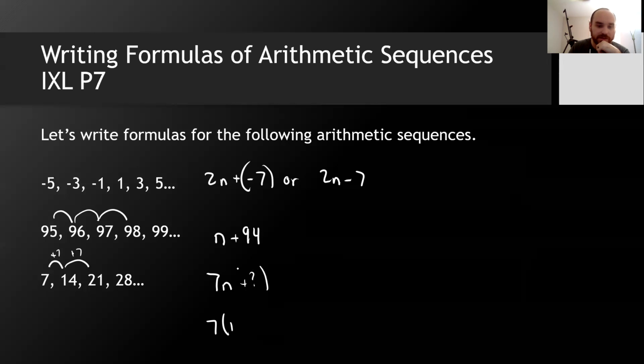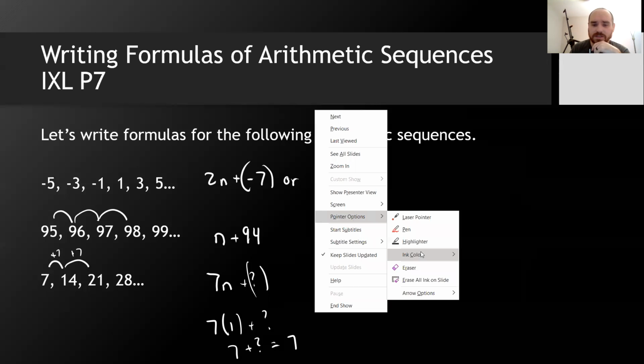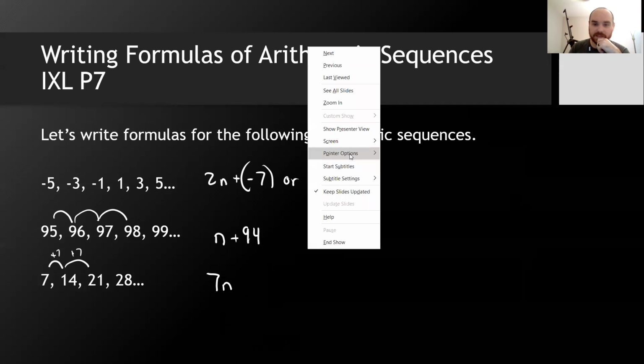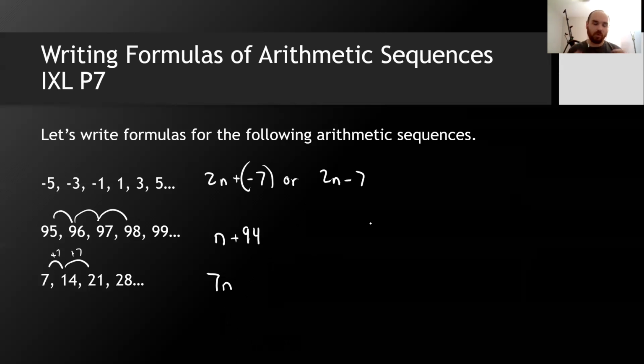So if I plug in 1, I'm going to have 7 times 1 plus question mark. So 7 times 1 is 7 plus question mark. And it needs to equal 7 because it's the first term of the sequence. So obviously this is going to have to be 0. So when the question mark is 0, all we have to do is just write the number in front of n. So 7n is going to be the formula for the last one. This might take a little bit of practice. This is probably one of the more difficult parts of this whole unit.